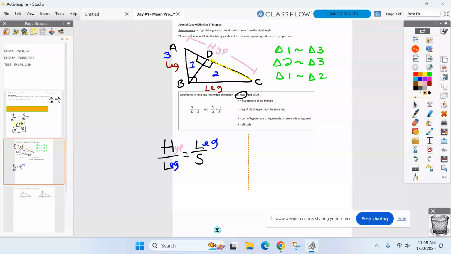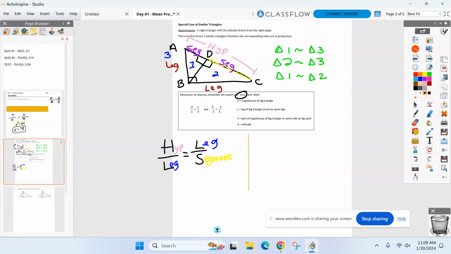Finally, S. What does S mean? That stands for segment. Go back up to my diagram. When you drew that altitude in, remember I asked you to draw the altitude in? You didn't know it at the time, but you created 2 segments on the hypotenuse. That's what I mean by segment. Here's a segment AD, and here's a second segment DC. I'm sure your question is, which one do I use in HILLS? Here's your answer: the one next to the leg that you used.